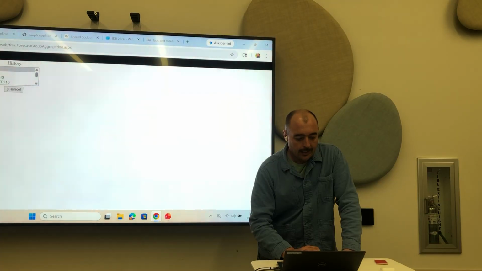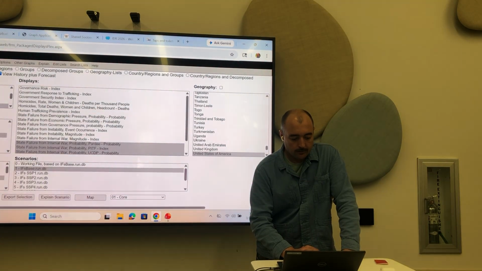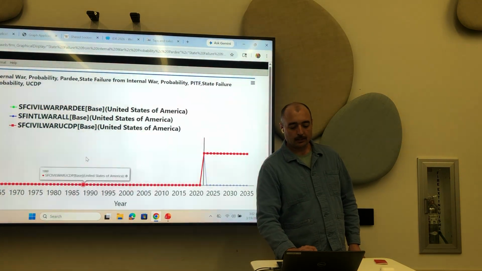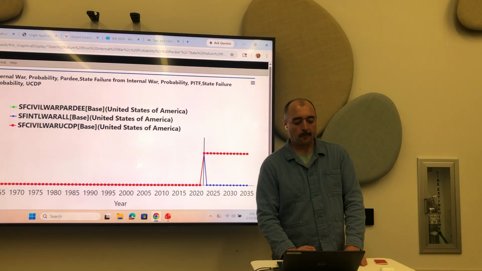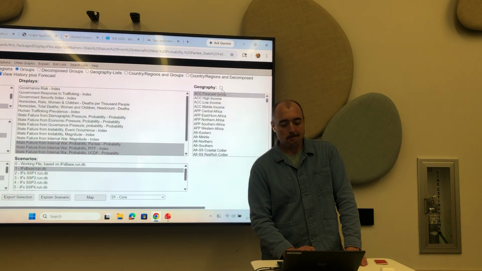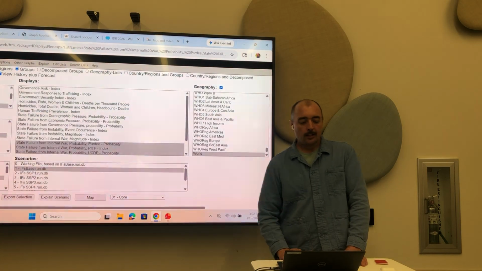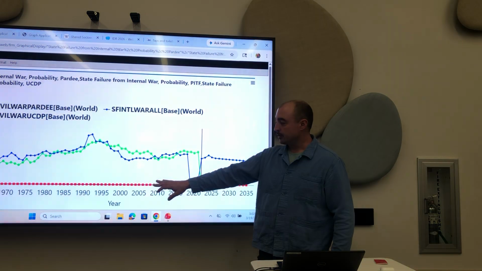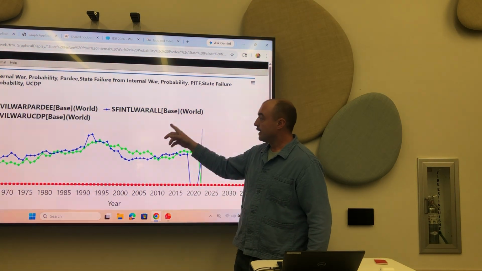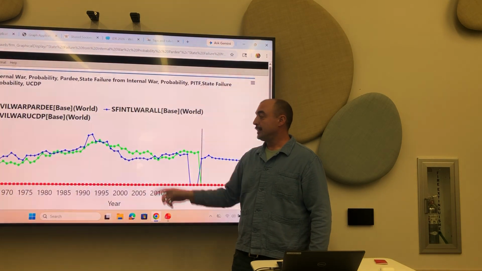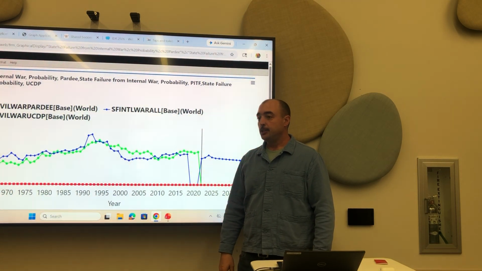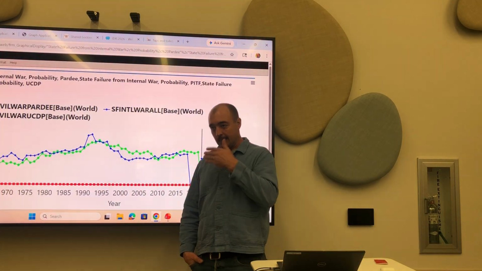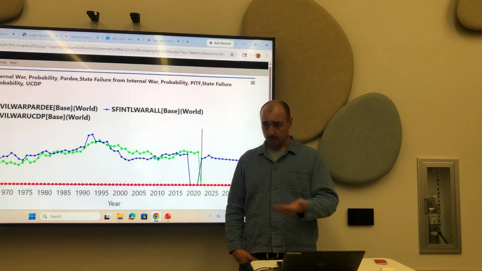The CIA created a measure of the number of countries in civil wars, and they spent tens of millions of dollars doing this. I'm very familiar with the project. There's another group called UCDP that, if the scaling was right, follows a similar trajectory. And then this green line is the measure that we created using AI.